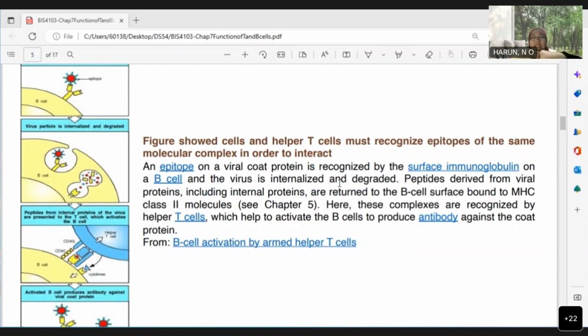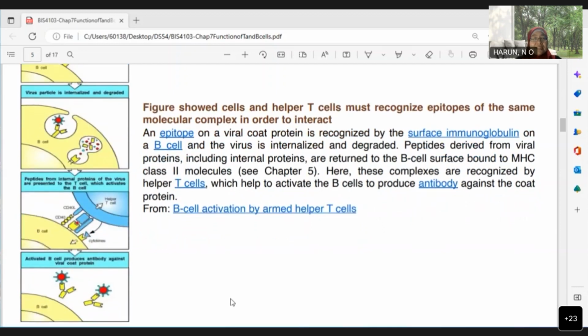So it will be brought in and degraded into small particles, which later the peptides derived from viral proteins, including internal proteins, will be returned to the B cell surface bound to the MHC class 2 molecule. As you guys are aware, once it involves MHC class 2, it means the CD that will be related is CD4 T cells. Here, these complexes are recognized by helper T cells, which help to activate the B cells to produce antibody against the coat protein tadi.